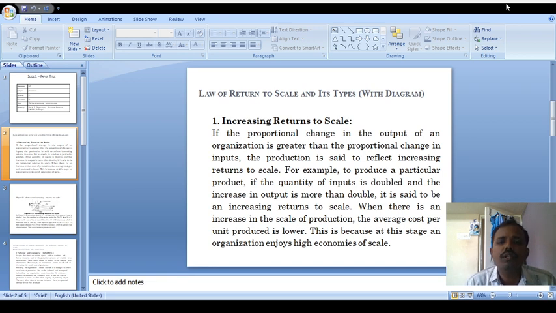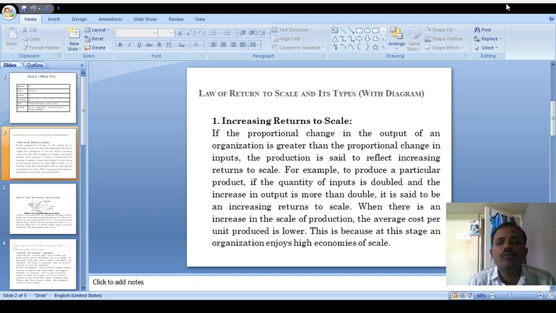If the proportional change in output of an organization is greater than the proportional change in inputs, the production is said to reflect increasing returns to scale. For example, to produce a particular product, if the quantity of input is doubled and the output increases more than double, it is said to be increasing returns to scale. So in any production of a good, if the quantity of input is doubled, output is more than doubled, that is increasing returns to scale.